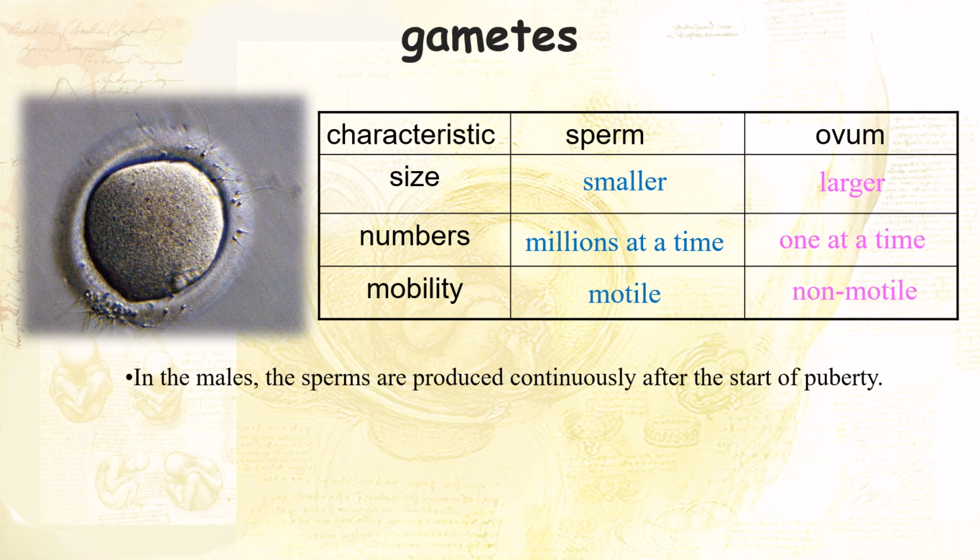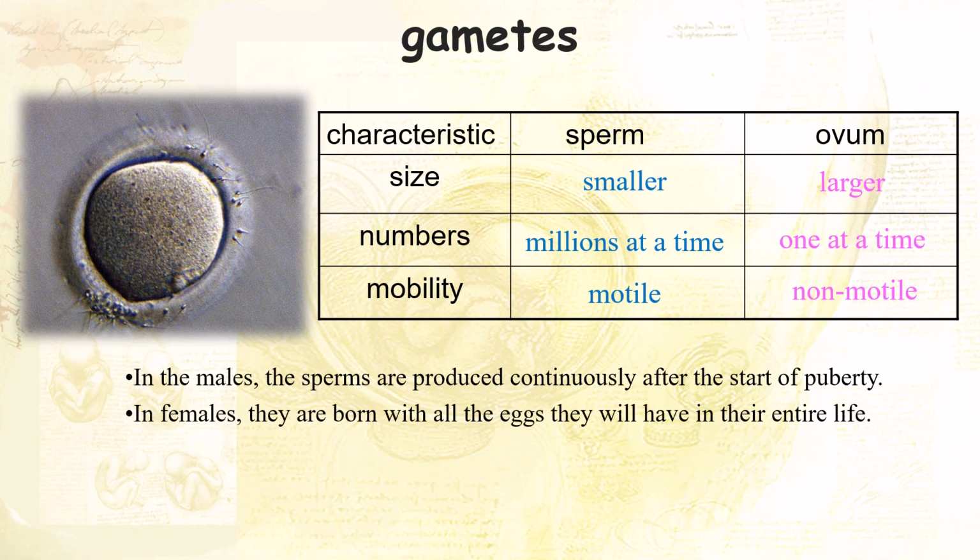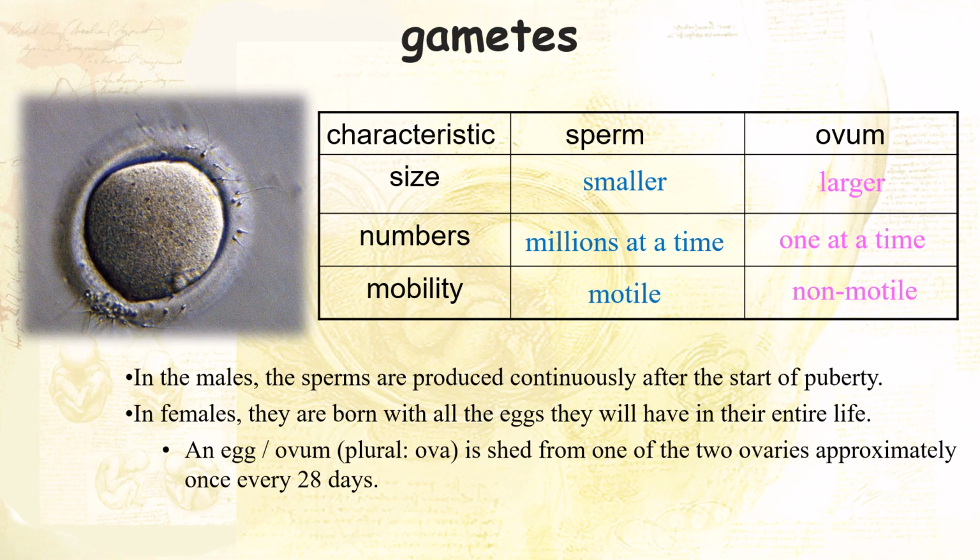In males, sperm are produced continuously after the start of puberty, while females are born with all the eggs they will have in their lifetime. An egg is usually released once every 28 days.